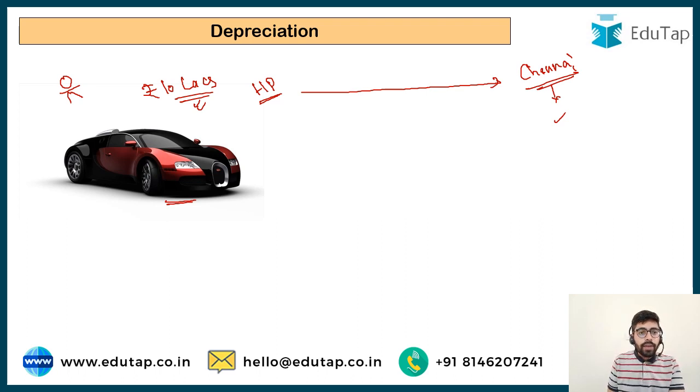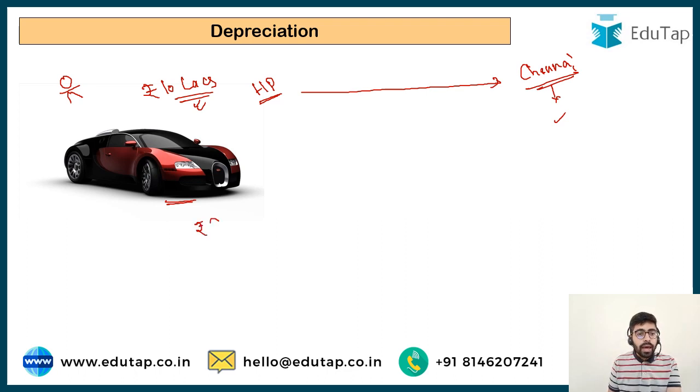You bought this car for rupees 10 lakh. You have not even taken it out once for a drive. You want to sell this car. Would you be able to get rupees 10 lakh for it? No, you would not. Nobody is going to pay you rupees 10 lakh. You spent 10 lakh. The car is brand new. It has not been used even once, but still its price is going to decline.